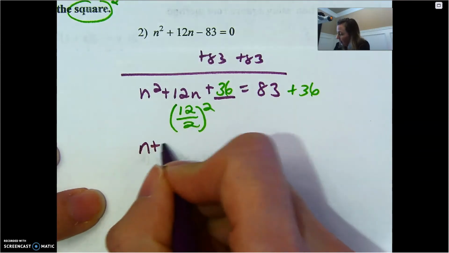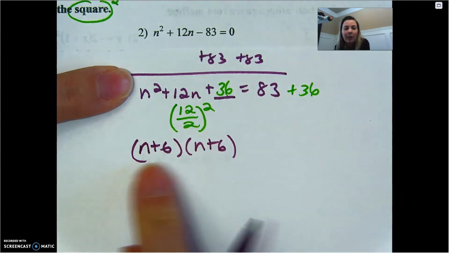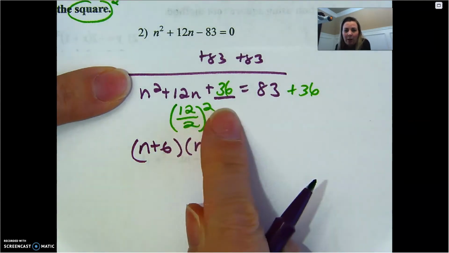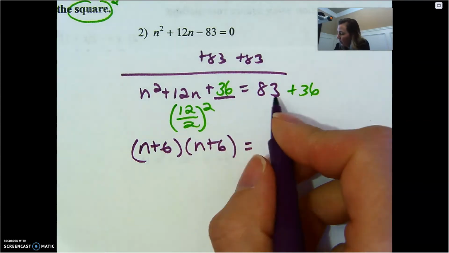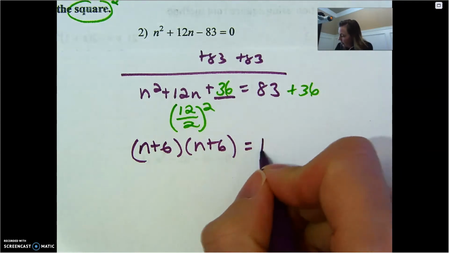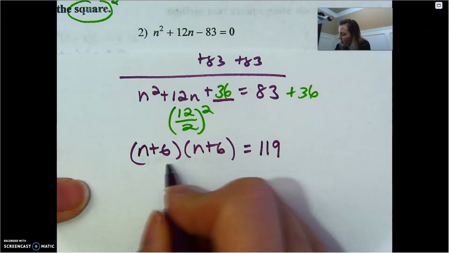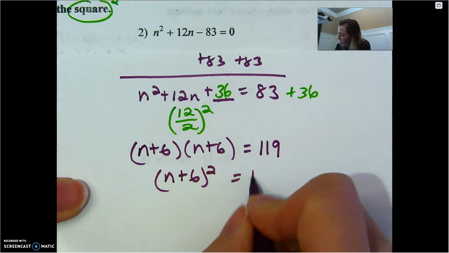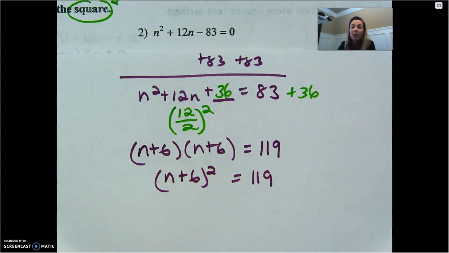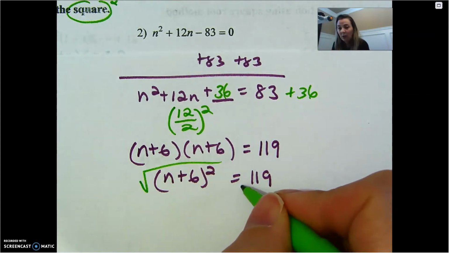So we could write it like this. The n squared gets split up into n and n. The 12n and the 36 gets split up with the two 6's. And then over here, 83 plus 36 is 119. We can rewrite this, since there's two of these, as n plus 6 squared equals 119. The reason why we want to do that is so that we can do our square root. Get rid of a square with a square root. What you do to one side, you do to the other.